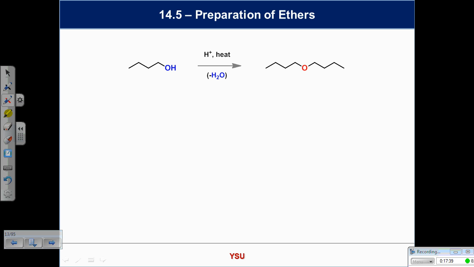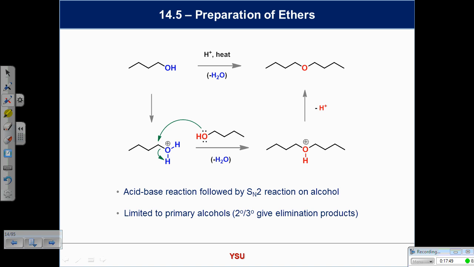You can imagine now the alcohol maybe is a higher boiling point. This material is a lower boiling point. You can distill it away. You can distill it away as you make it, and that will allow for the equilibrium to go to the right side. In terms of a mechanism, there's not much to this.